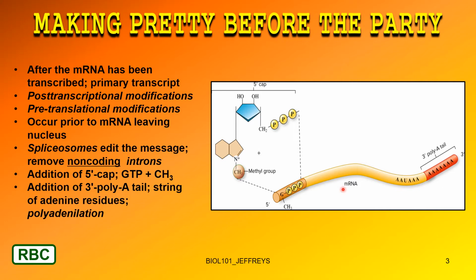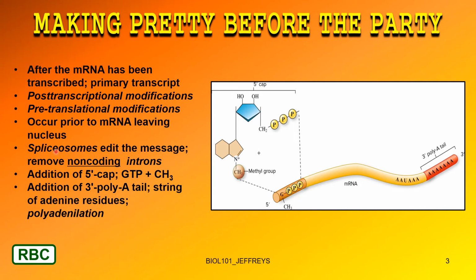Okay, so what happens before we can get to translation? After the message or RNA has been transcribed, we call that the primary transcript. It has to get modified. Now, there are two terms here: post-transcriptional modifications or pre-translational modifications. Means the same thing. I don't really care that you remember either term, but the point here is the modifications are made after the primary transcript is created, post-transcriptional, or before the message is translated, pre-translational. Okay, and these modifications occur prior to the message leaving the nucleus.